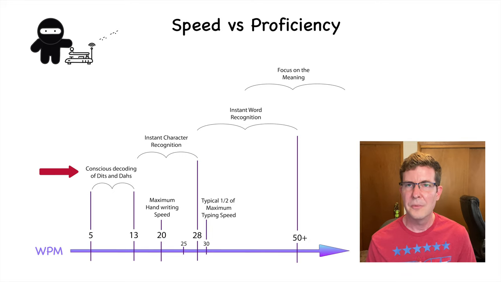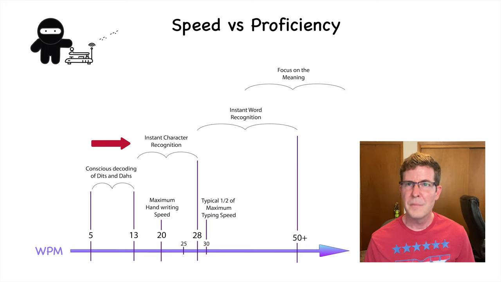Almost universally, people suggest that you strive to achieve instant character recognition right from the get-go. And the reason for this is that many people who learn at 5 words a minute, that lookup table is going to get in your way. The conscious mind can only go so fast. And once you get to around 10 to 13 words a minute, depends on the person, you'll hit a roadblock. And until you learn instant character recognition, you're stuck. You can't go any faster.